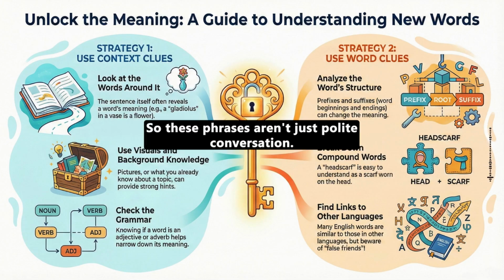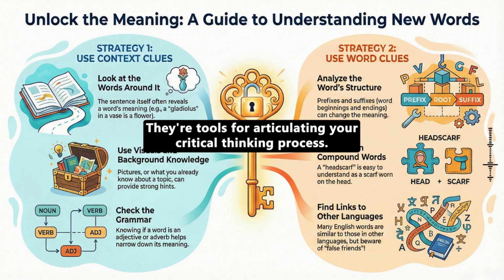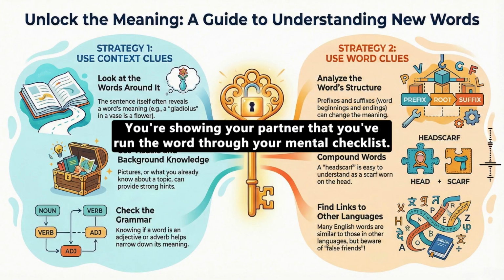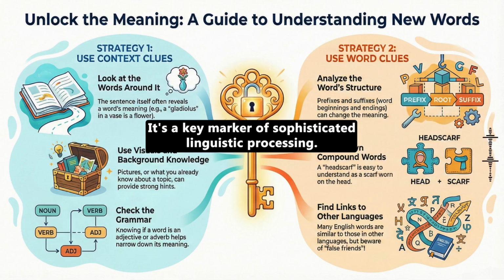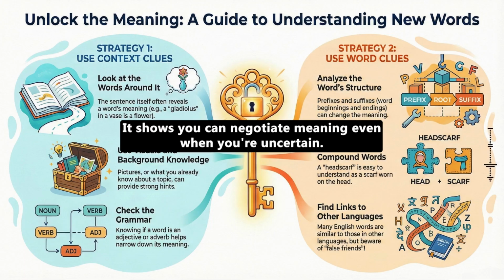Precisely. So these phrases aren't just polite conversation, they're tools for articulating your critical thinking process. You're showing your partner that you've run the word through your mental checklist. It's a key marker of sophisticated linguistic processing. It shows you can negotiate meaning even when you're uncertain.